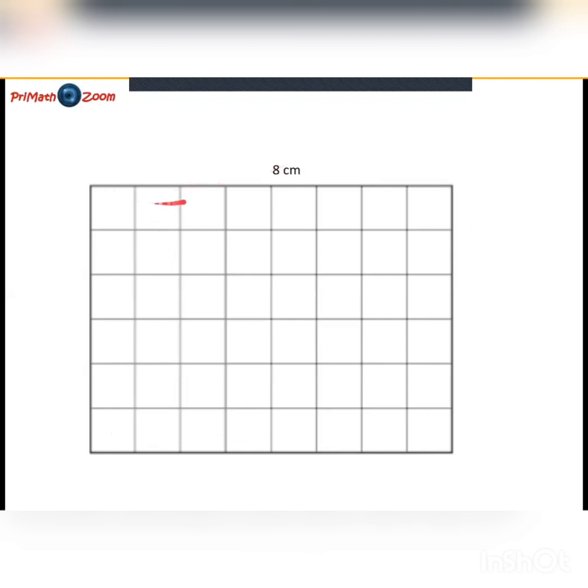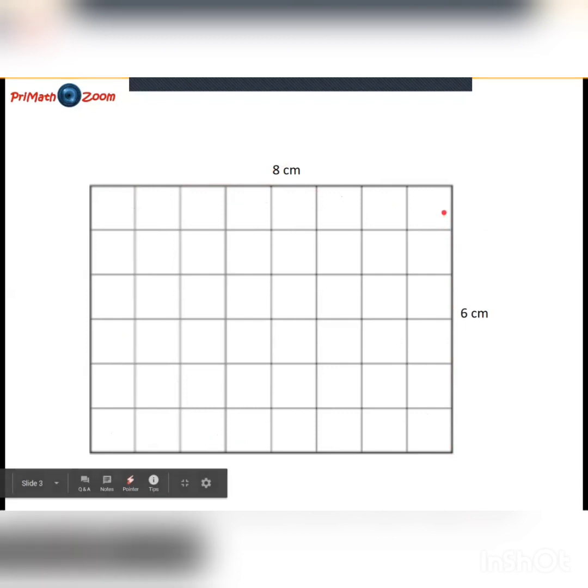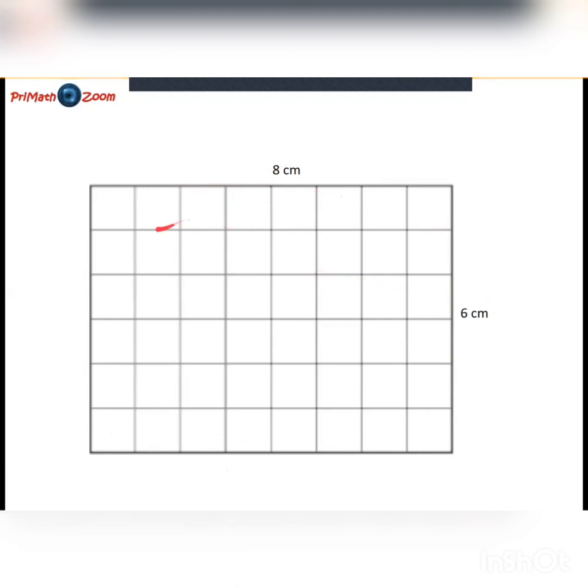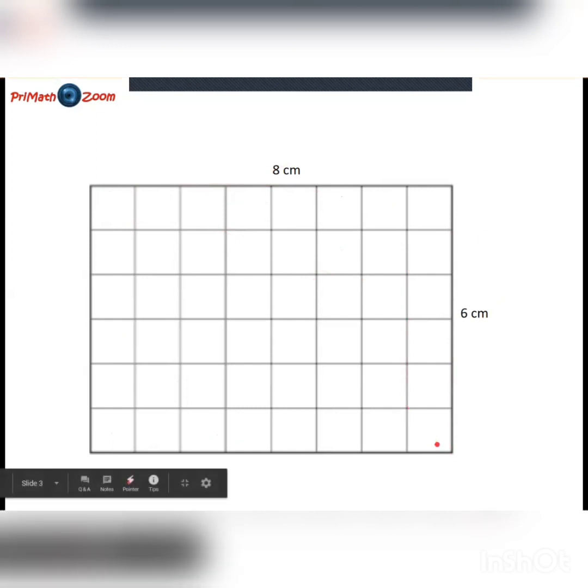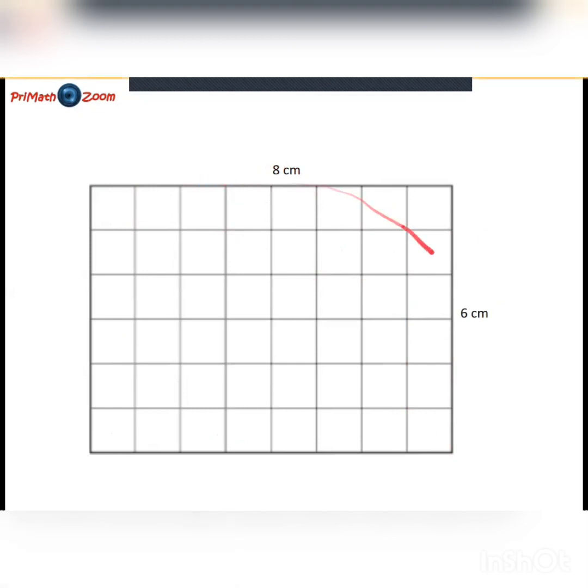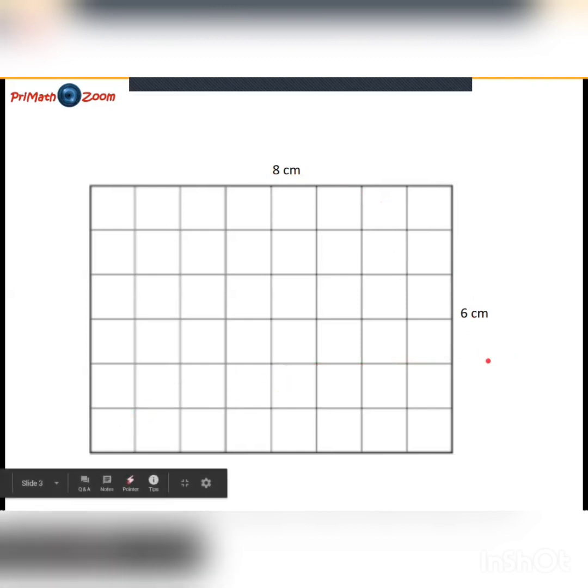So this length here, as we counted, is 8 centimeters wide. And this is 6 centimeters long. So while we could count them 1, 2, 3, all the way to 48 squared centimeters, we can also multiply the length by the width. And that's because it's a rectangle. So if we multiply 8 centimeters by 6 centimeters, we'll end up with an area of 48 centimeters squared, or 48 squared centimeters.